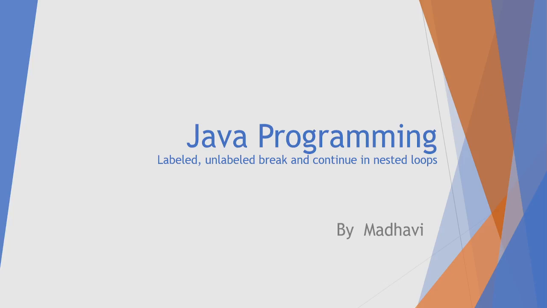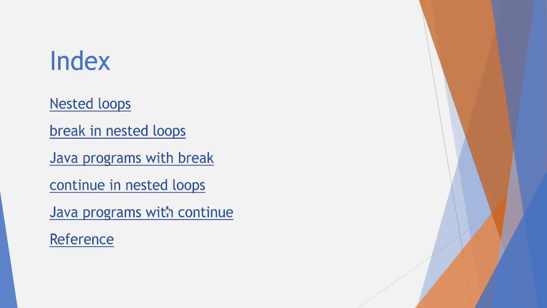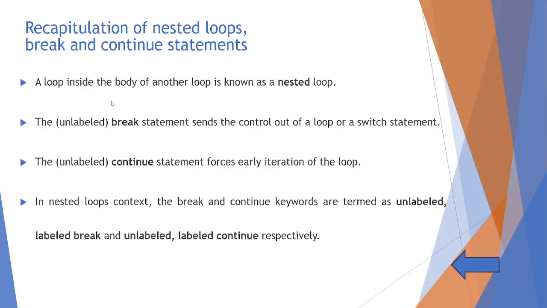In this video, I'll be explaining labeled and unlabeled break and continue in nested loops. Let's see the contents: nested loops, break in nested loops, Java programs with break, continue in nested loops, and Java programs with continue. A loop inside the body of another loop is known as a nested loop, which we have seen.